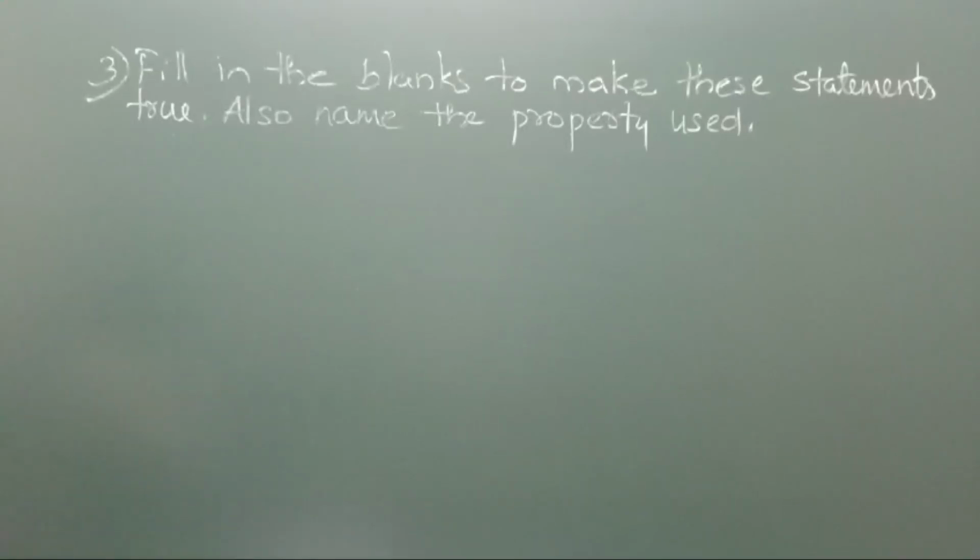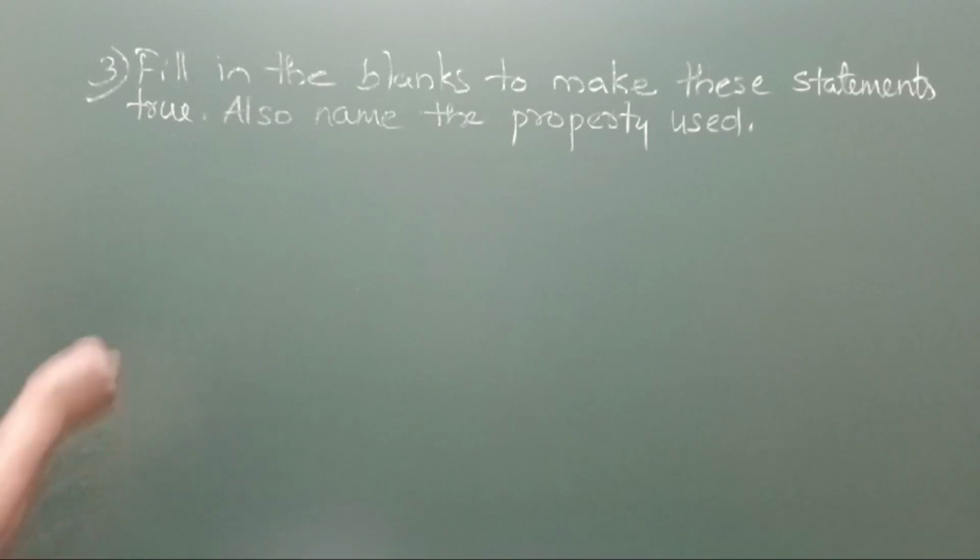We have learned all the properties of integers. So when we do addition, we have to keep those properties in our mind: closure property, commutative property, associative property, then existence of additive identity, existence of additive inverse. Keeping all this in mind, we have to solve this. Fill in the blanks to make these statements true. Also name the property used.